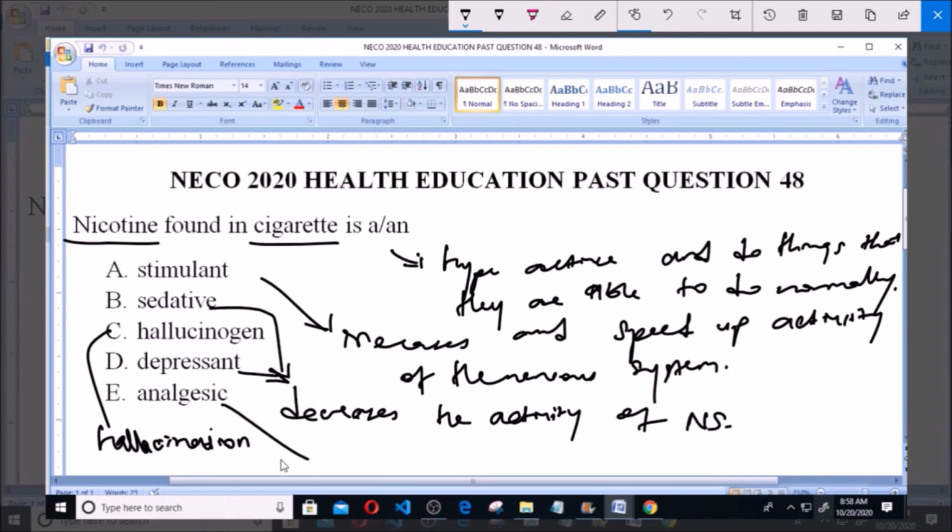Then option E here, which is analgesic, these are drugs given to patients in order to relieve pain, like drugs that are given during surgical operations. Those are the analgesics. So the nicotine found in cigarettes is a stimulant. That is option A, because it increases and stimulates activities going on in the nervous system.